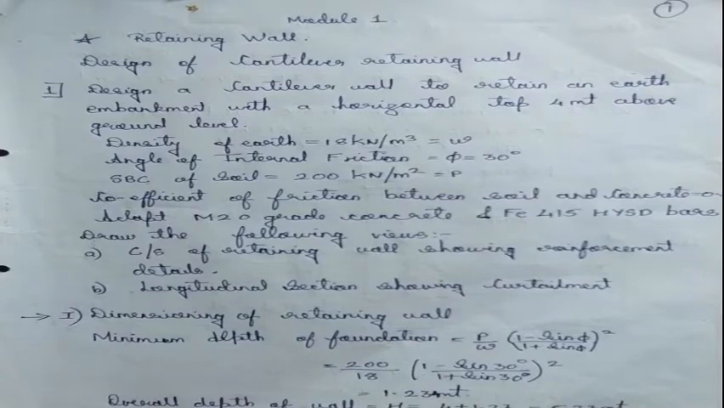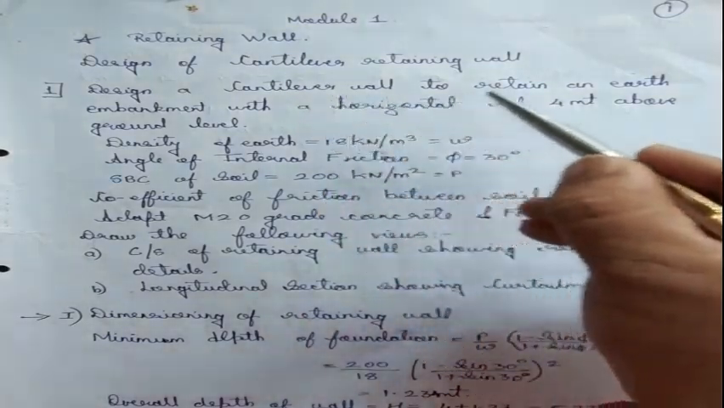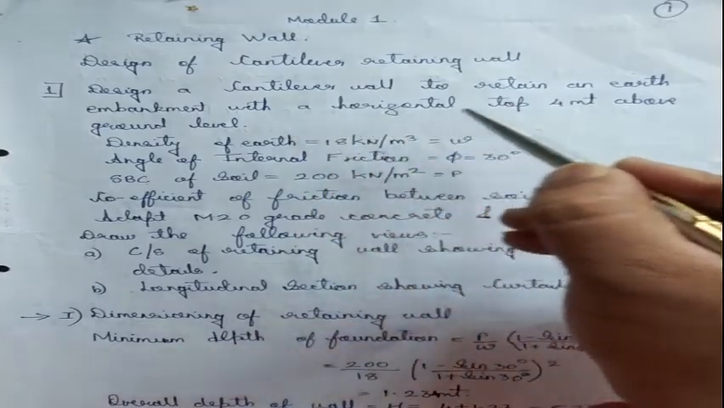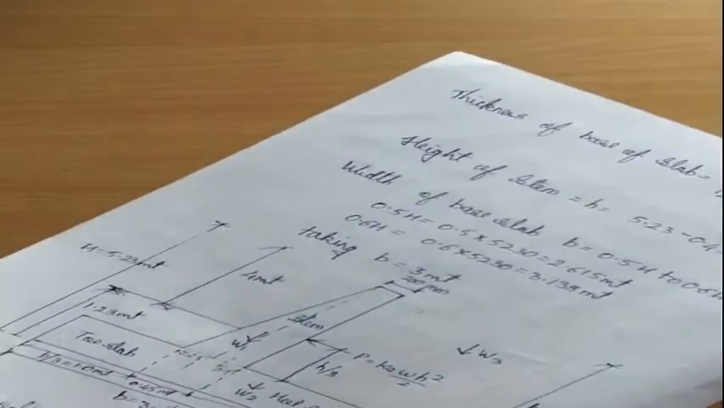So, overall depth of the wall, I will denote it as capital H, which is nothing but 4 plus 1.23, which is equal to 5.23 meter. Now, where did this 4 come from? You can see here in the question they have given the cantilever wall to retain earth on embankment with a horizontal top 4 meter above the ground level. That means above the ground level it is 4 meters, and minimum depth of the foundation below the ground level we have found as 1.23. So, it is 4 plus 1.23, so 5.23 meters.